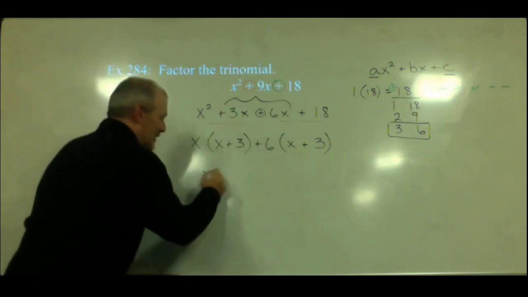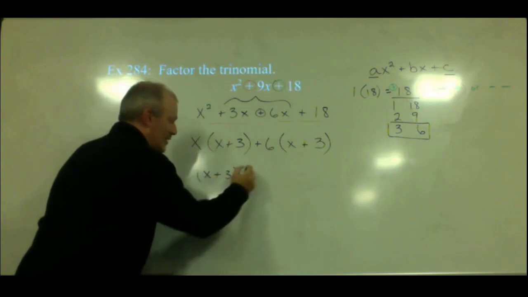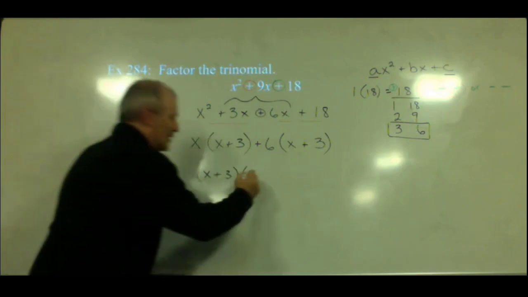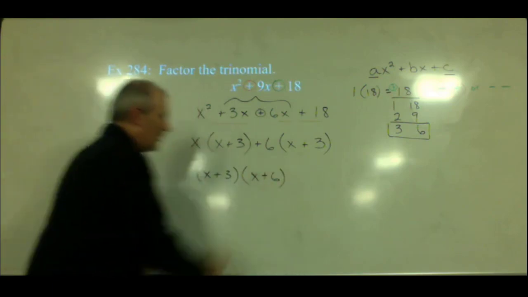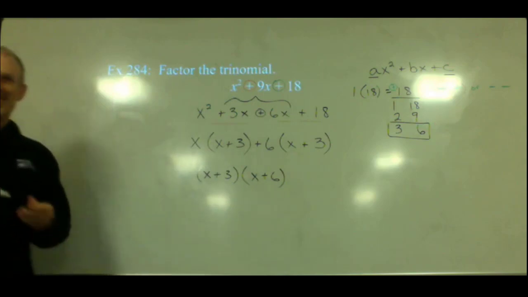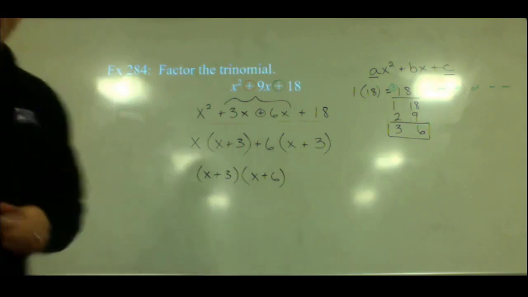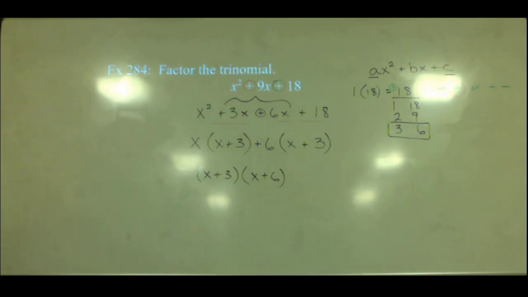So x plus 3 can be factored out. And then what's left? X plus 6. Piece of cake. That's our answer. If you understand it now, it doesn't really get any harder. This is what we're going to do over and over and over again, because it's very important that you understand how to do this.